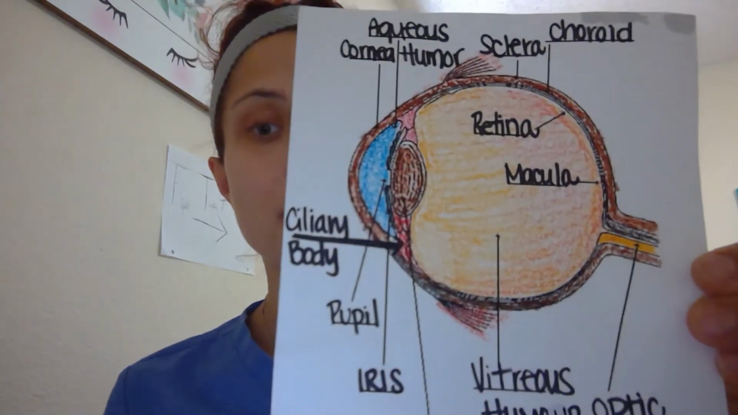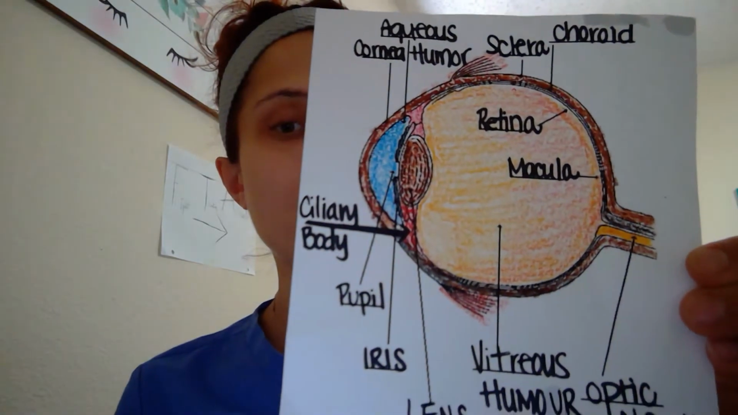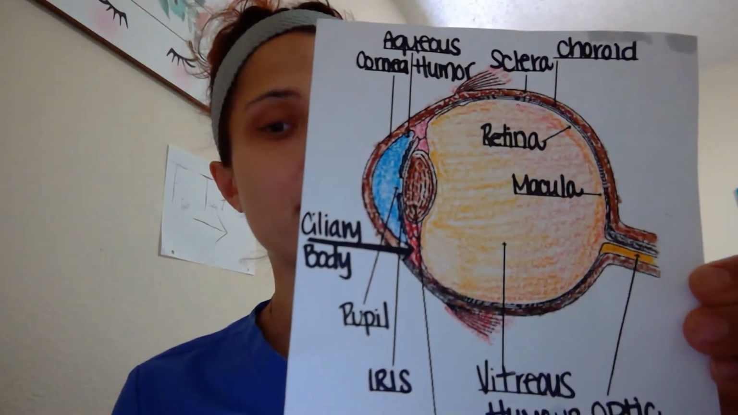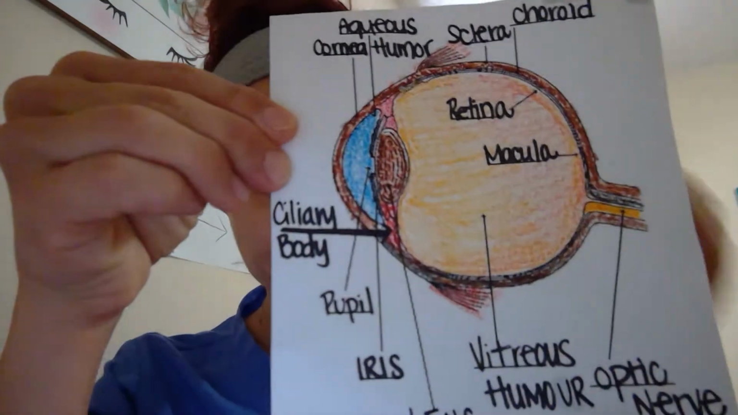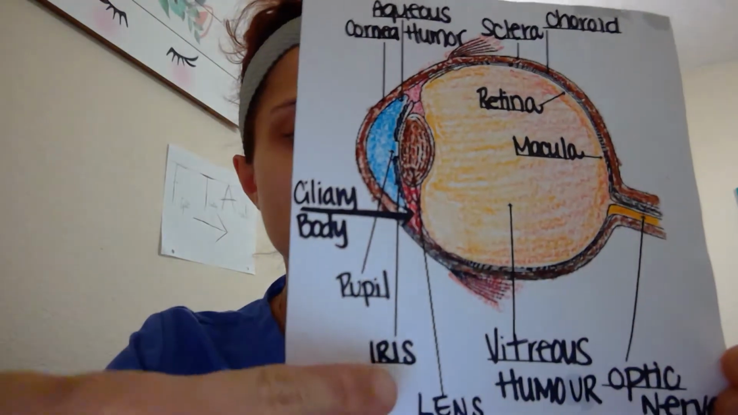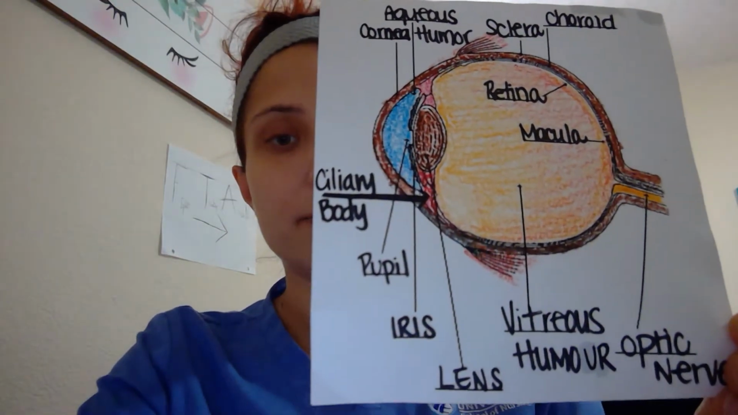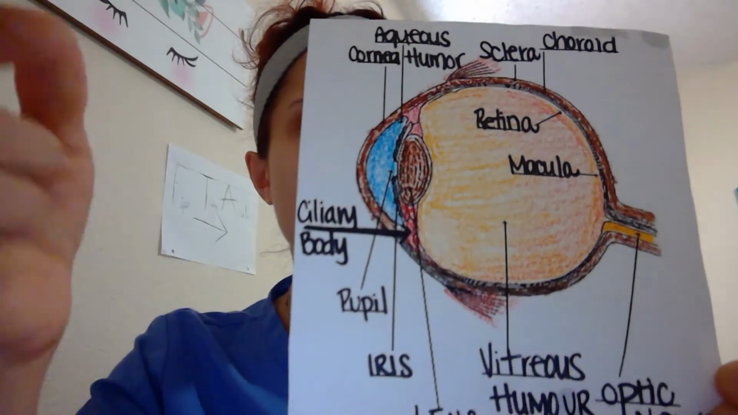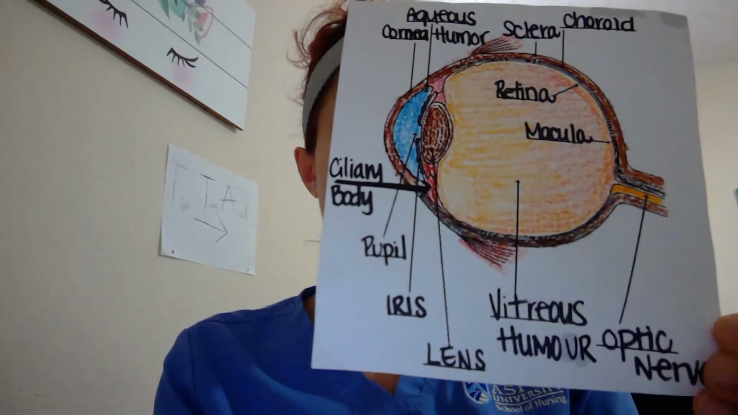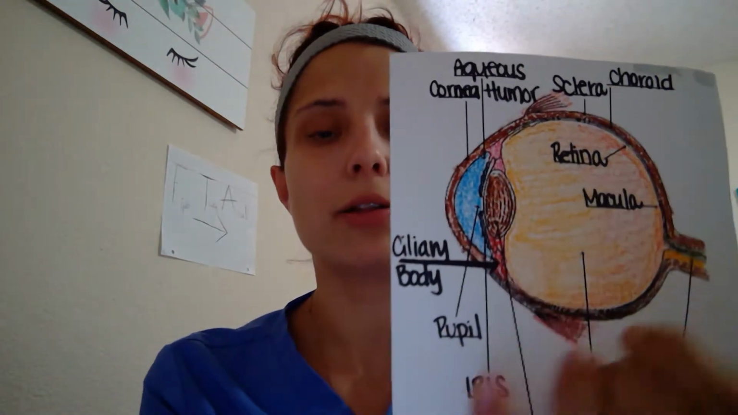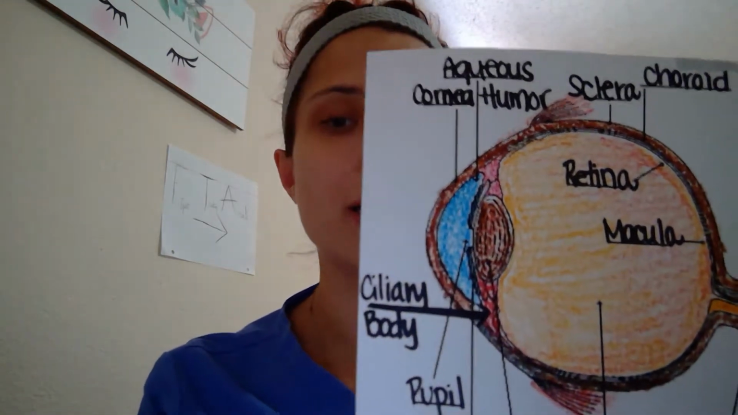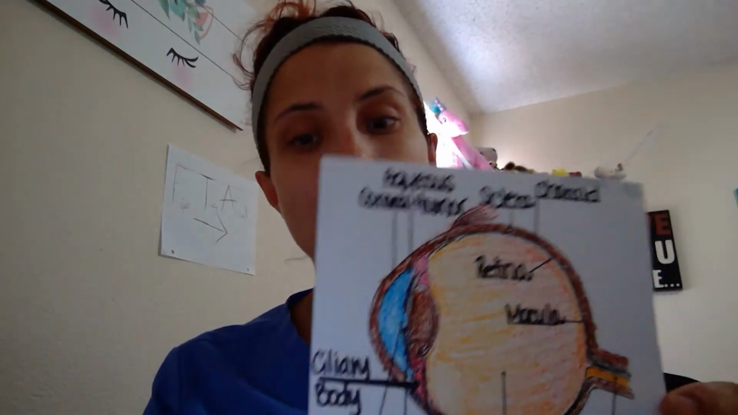So the basic structures of the eye include the lens, iris, cornea, pupil, the retina, the choroid, sclera, optic nerve, macula, the vitreous humor, and the aqueous humor, the iris, and the ciliary body, and also the conjunctiva. The outer layer of the eye includes the iris, the choroid, and the ciliary body. These are the structures that make up the uveal tract.